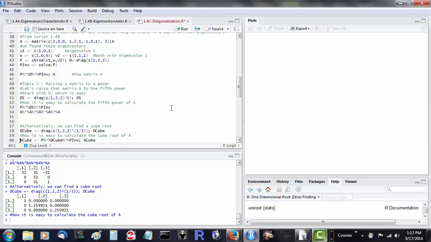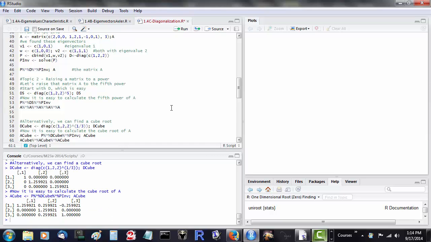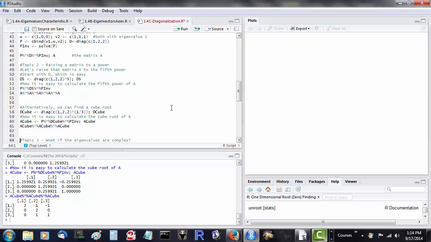The cube root of A, which I'll call A cubed, is just P times this diagonal matrix D cubed times P inverse. There's the matrix. Nobody said its entries were going to be integers. I can calculate its cube directly, and what do you know? That's the matrix that we started with. So far, so good. If we have a basis of eigenvectors and they're real, we can always diagonalize the matrix.